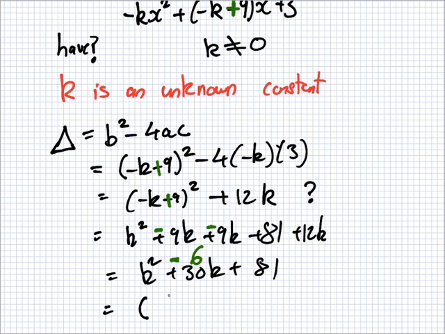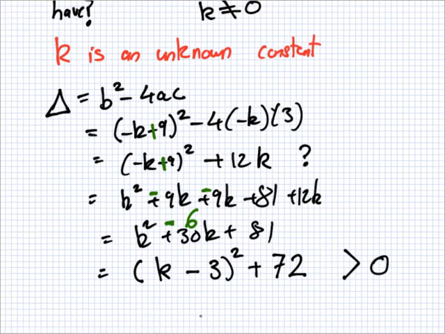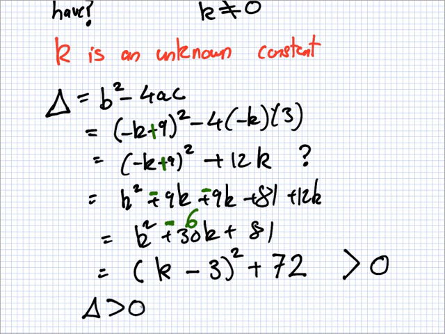So this, positive or negative? Can you tell me now? No. Let's complete the square still. So what have I got here? K minus 3 squared, isn't it? Yeah, and then 81 minus 9, so what's that? 70. Now is this positive or negative? Always positive. So the discriminant is always positive, therefore 2 roots.